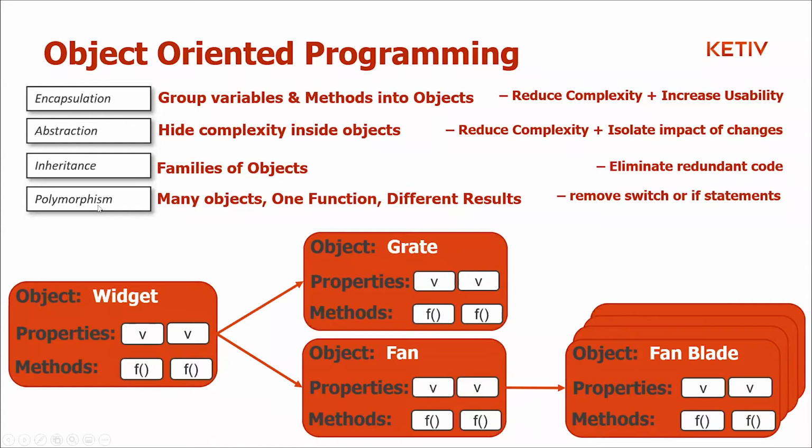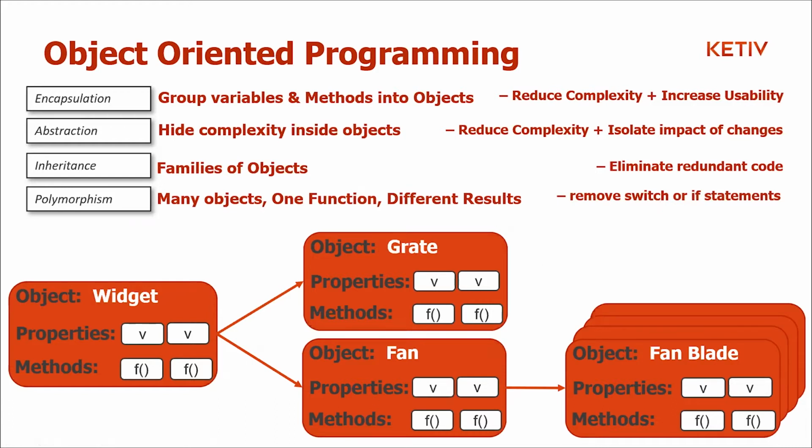And then polymorphism, I like to think of it as you have many of these objects, and each of them has a function of the same name. So you have one function, but when it gets called in each of those different objects, say grate or fan, so let's say we're calling the place function, it's going to have different results based on which class object is implementing it. So this helps you remove switch or if statements. I don't know if in your code you probably have very long switch statements or if-else cases. This helps reduce those and simplify your code.